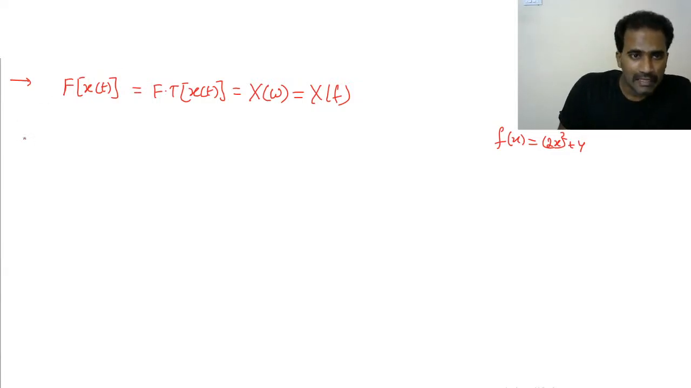Right. So first let me write the formula for this. X of omega, the Fourier transform of the signal x of t, is given as the integration of x of t times e power minus j omega t.